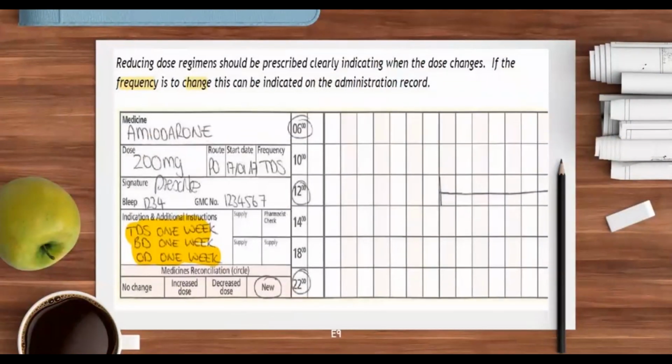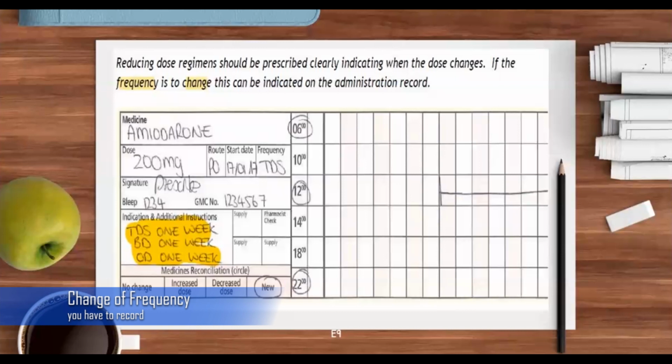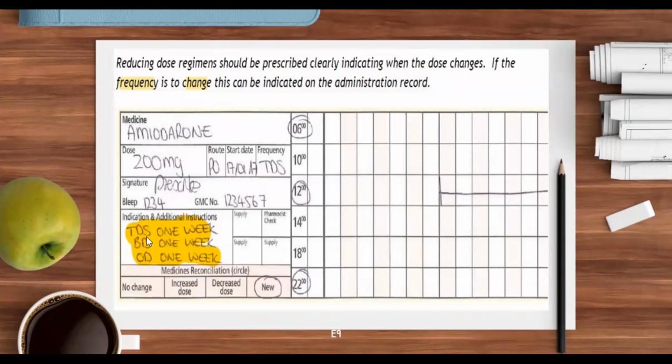The next one, if the frequency of the medication changed. For example, here for amiodarone, in the first week we have to give it thrice, in the second week twice, and for the last week once a day. So you have to explain this in the indication part: amiodarone, then TDS, which means thrice for 1 week, BD, which means twice for 1 week.